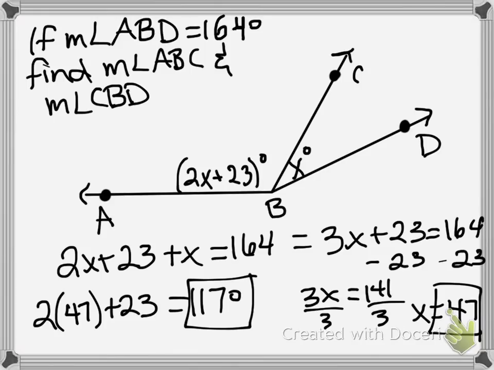Now, we know what x equals, so we take that 47 and plug it into the 2x plus 23. So 2 times 47 plus 23 is going to be the angle ABC. So we end up with 117 degrees for ABC, and for CBD we end up with 47 degrees.